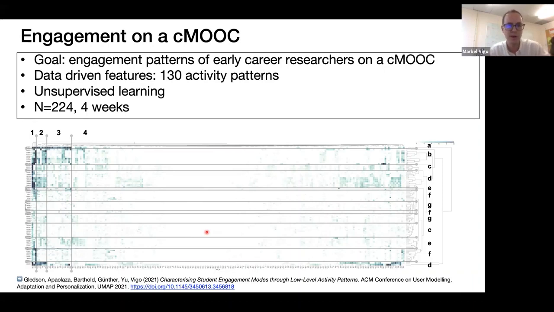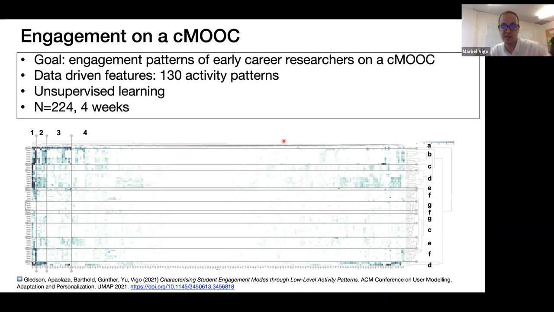In this one, we identified the engagement patterns of researchers on a connectivist MOOC over 4 weeks. We had 224 participants, and in a data-driven fashion, as we mentioned before, we got 130 activity patterns, which are the rows of this dendrogram, and the columns are all the users we had. By applying unsupervised learning techniques like hierarchical clustering, we found that by using this low-level approach, we don't only confirm what the literature says about how people engage with MOOCs.